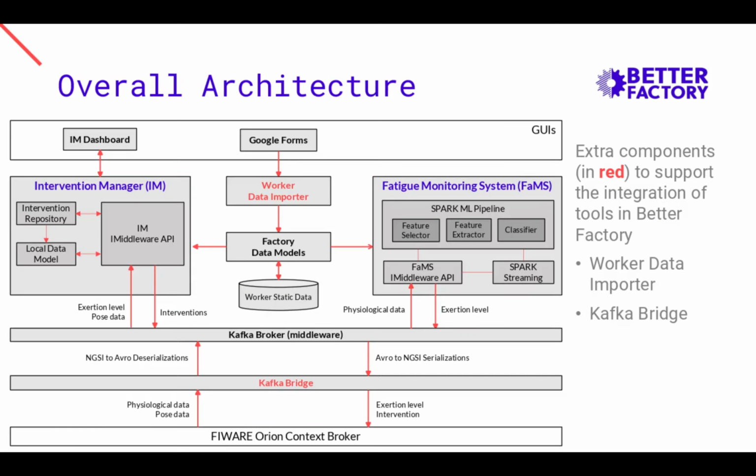This figure depicts the overall architecture of FAMS, IM, and their satellite components. Worker Data Importer and Kafka Bridge are 2 extra components required to integrate FAMS and IM with the cognitive HRI scenario. The Worker Data Importer is the tool in charge of storing worker static data in the database accessed by FAMS, while Kafka Bridge is a tool to convert FAMS and IM outputs into NGSI entities, so as to adhere to the Orion broker specifications.